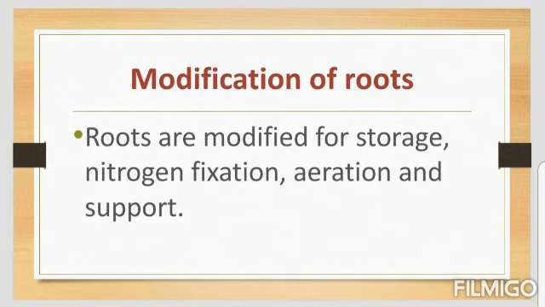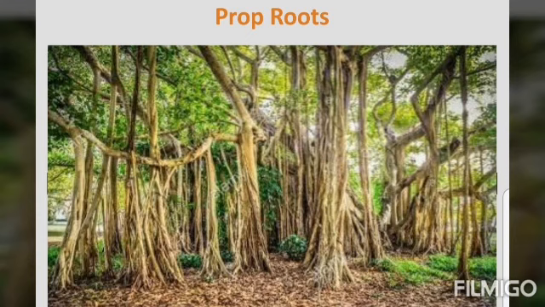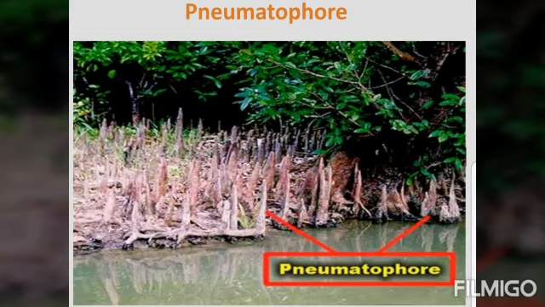Roots in some plants change their shape and structure and become modified to perform functions other than absorption and conduction of water and minerals. They are modified for support, storage of food, and respiration. Have you ever wondered what those hanging structures that support a banyan tree are? These are prop roots. Similarly, the stems of maize and sugarcane have supporting roots coming out of the lower nodes of the stem. These are called stilt roots.